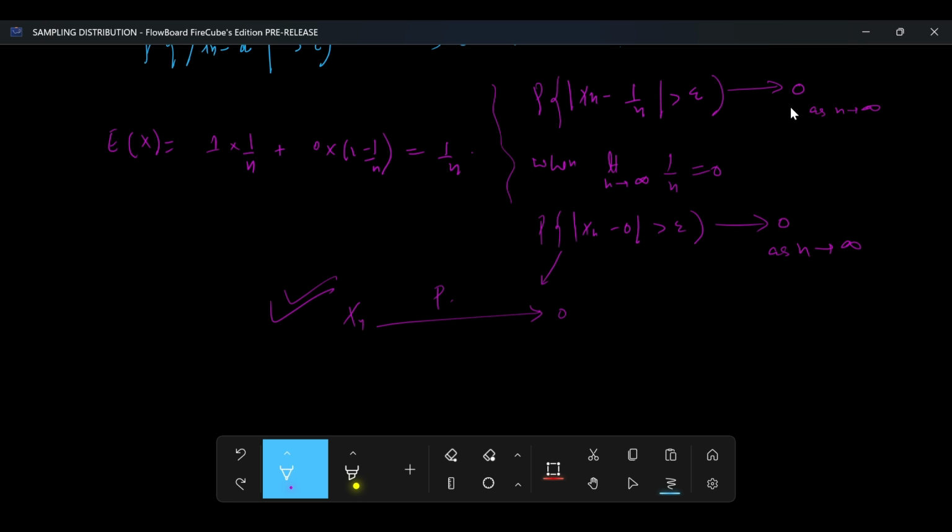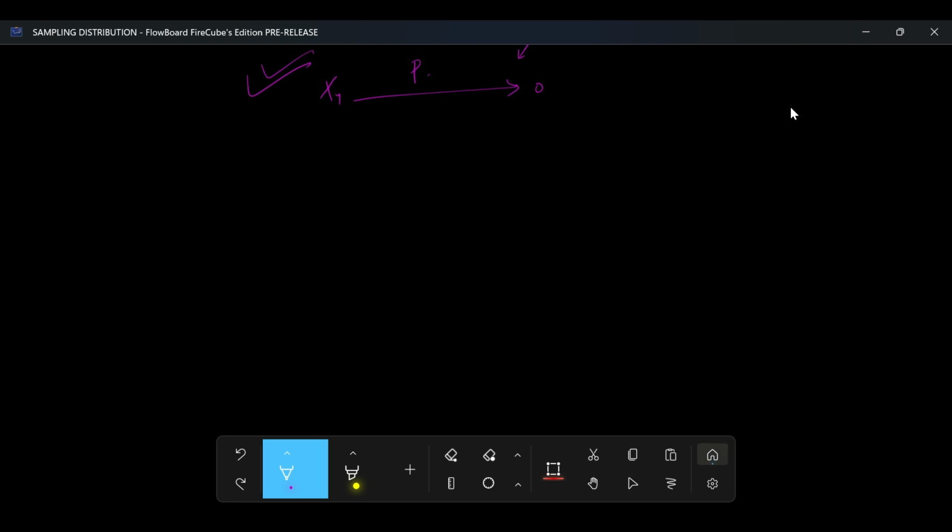We will see more examples in another video. So what are the properties of convergence in probability?